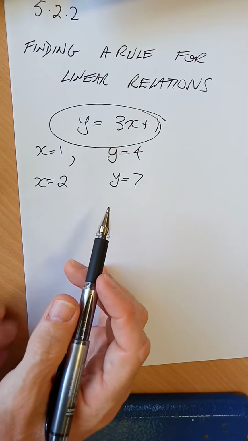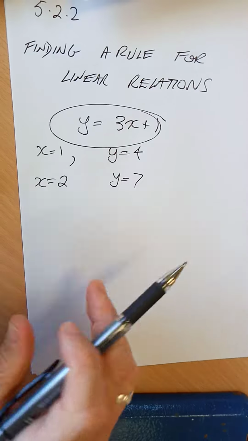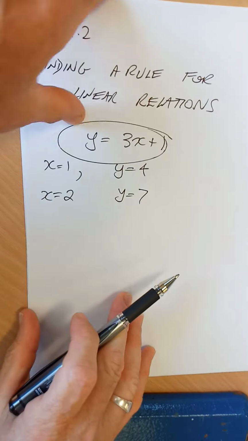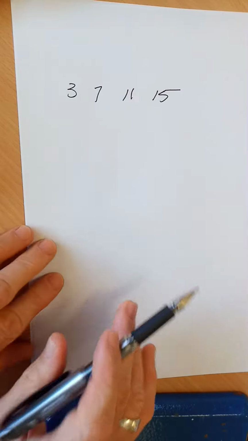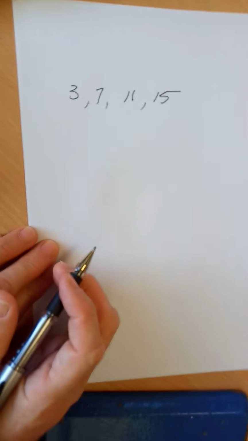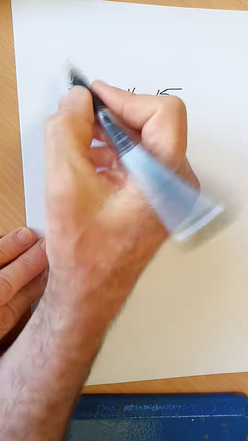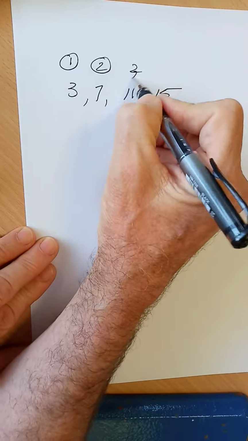But what happens if it's the opposite? What happens if they're giving us the numbers and we have to find the rule? Well, let's look at an example. This is worked example 2. So here are the numbers, 3, 7, 11 and 15. It's a linear relation. The first thing I'm going to do is label them. I'm going to call this term 1, term 2, term 3 and term 4.